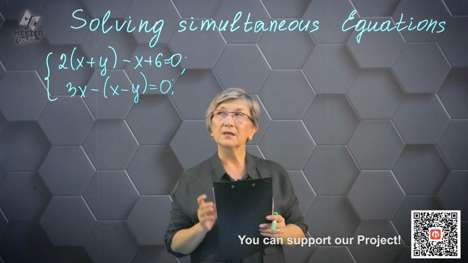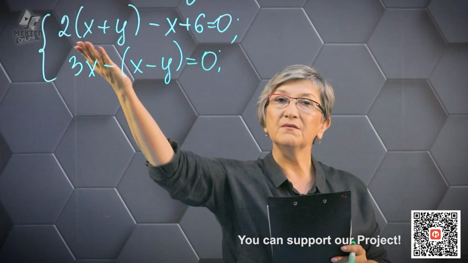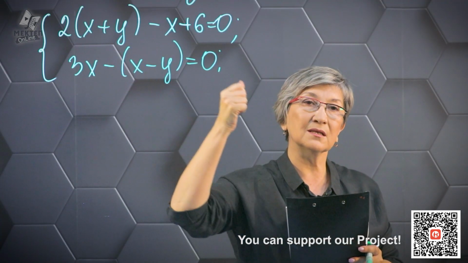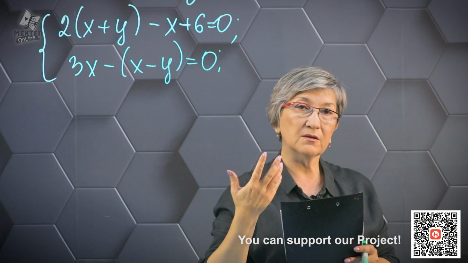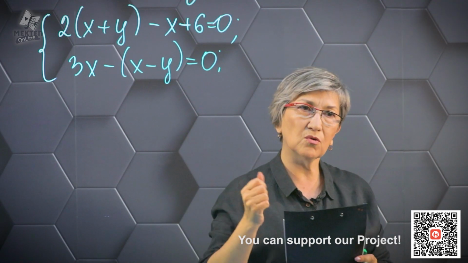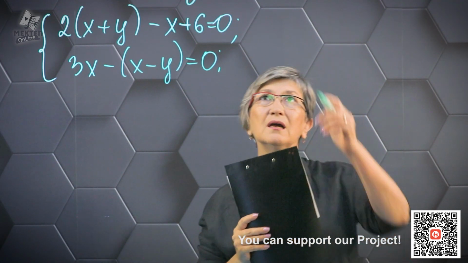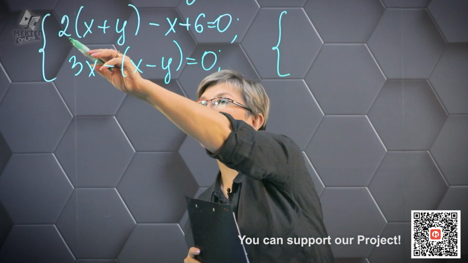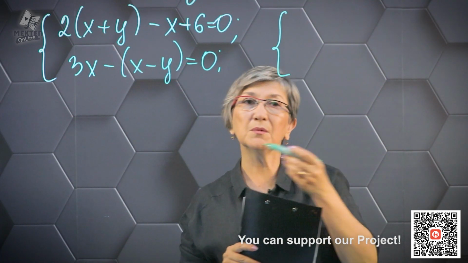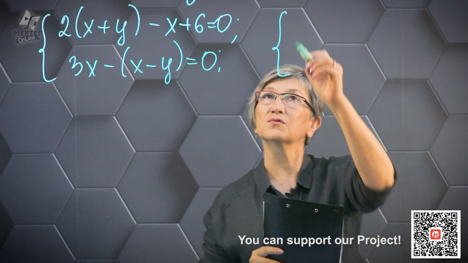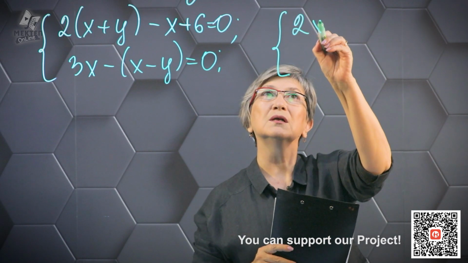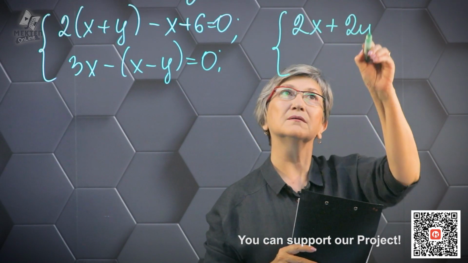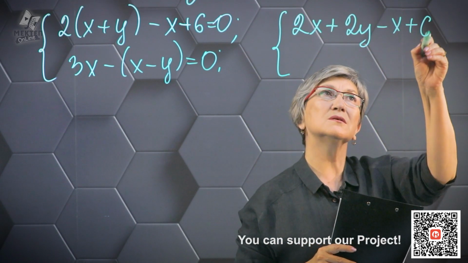To begin with, we need to get these equations into standard form. What do we do to do that? We need to open the brackets, combine like terms, and get the equation. In order to open the brackets, we use the distributive property. The result is 2x plus 2y minus x plus 6 equals 0.